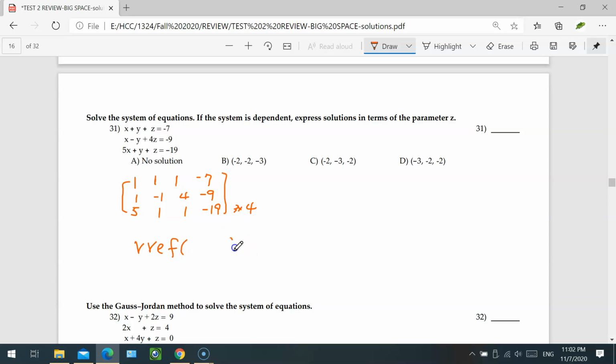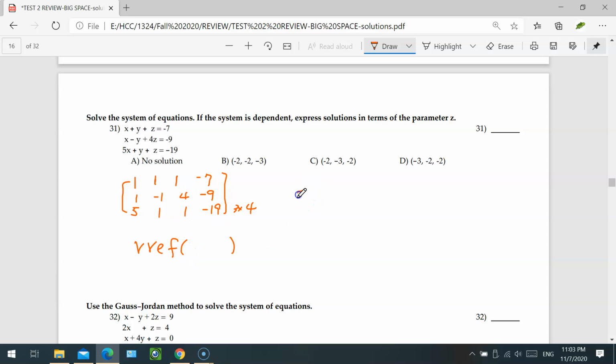If you don't know how to find the RREF, just go to YouTube and type in the keywords how to find the RREF with the matrices. You will see a ton of video tutorials, and I believe I have posted the video in your 6.3 to show you how to use the graphing calculator for finding the RREF. If not, just email me and let me know. I will send you the link. Okay, now I run the RREF.